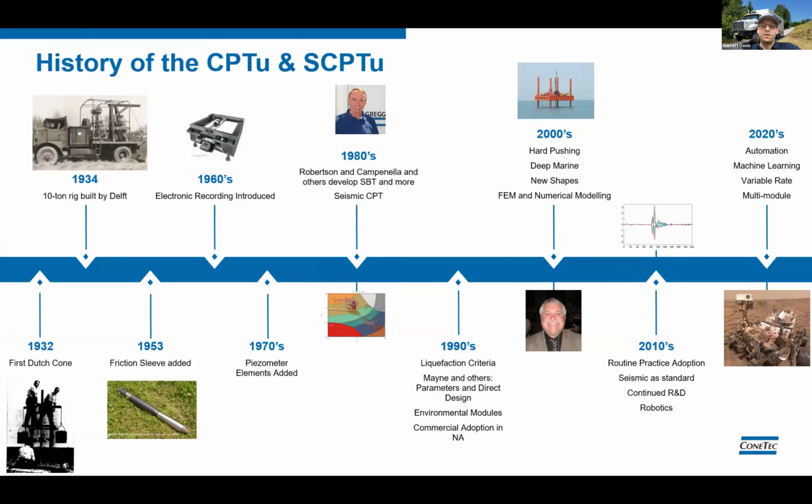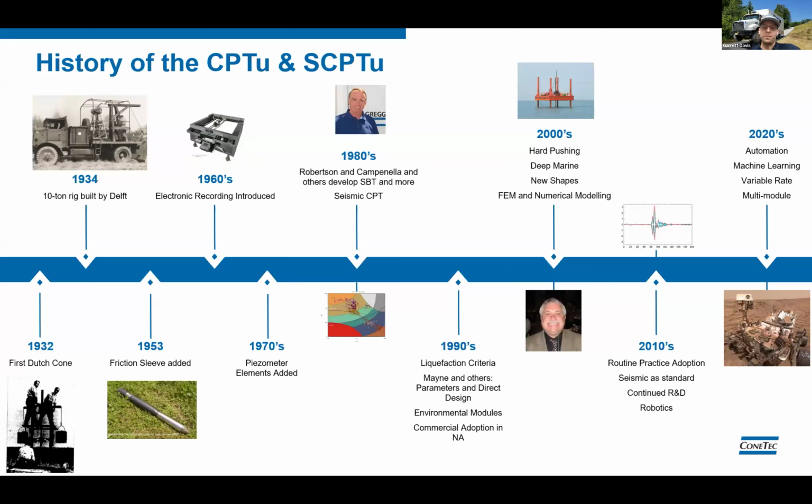A little history on the cone penetrometer to start us out. So CPT started back in the 1930s with the mechanical Dutch cone. A couple decades later, the friction sleeve was added in the 50s. Electronics were introduced in the 60s, and piezometers followed in the 1970s. Seismic CPT was introduced in the 80s, and in the 90s and 2000s, we used analog cones that converted voltages at surface to data points, and today we have digital cones that perform the computations downhole.